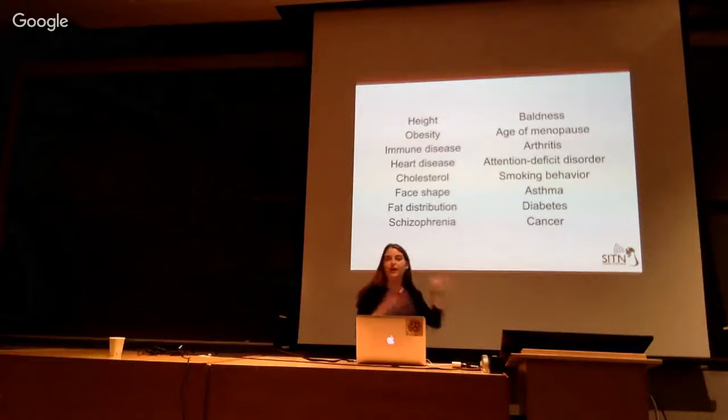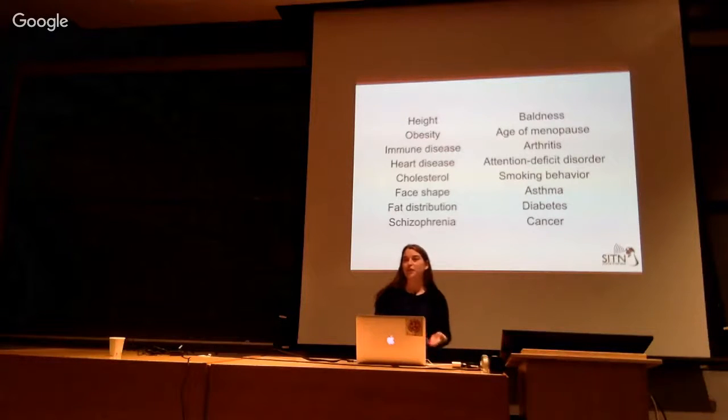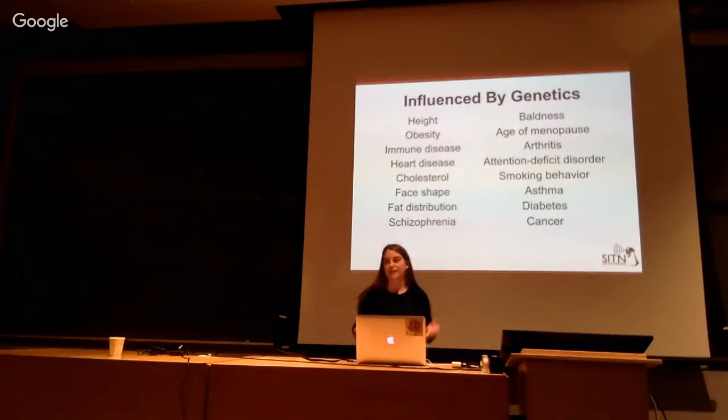Okay, so I am now showing you a list. You can take a couple seconds to look at it. And if I asked you what all of these things have in common, you'd probably say these are all human traits. Some of them are human diseases, but they're all sort of attributes that humans have, and you'd be right. But the more specific answer that I am looking for is that all of these things are influenced by genetics. So all of these things have at least some genetic component to them.